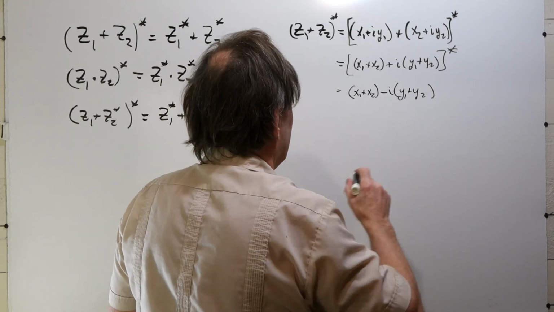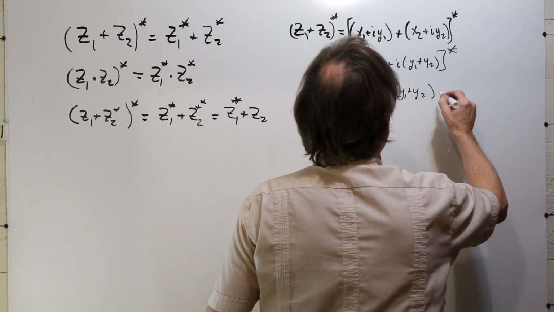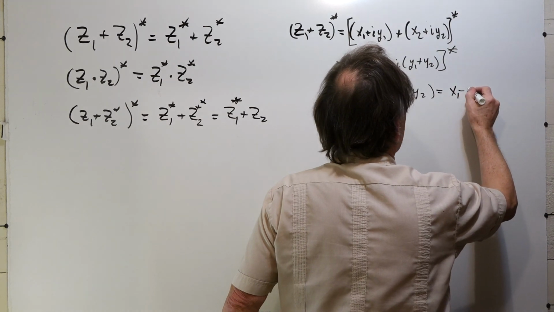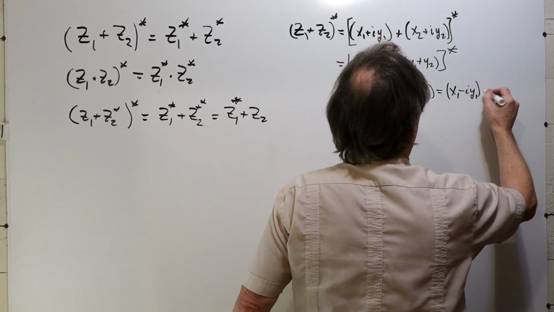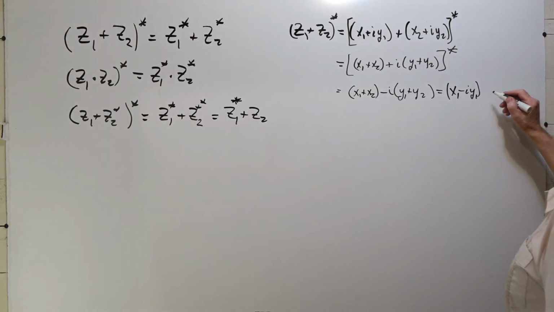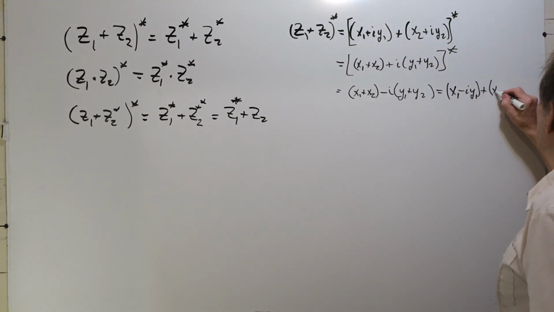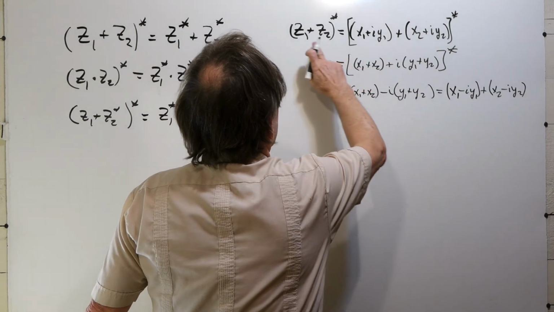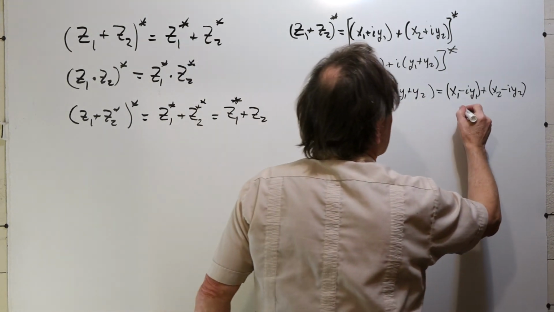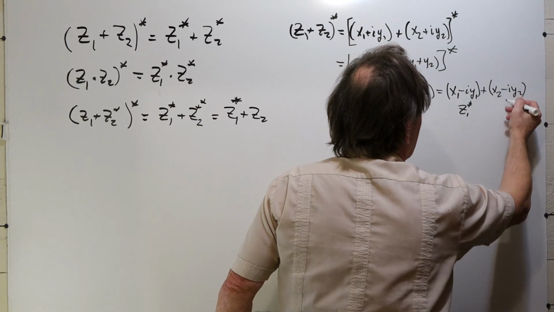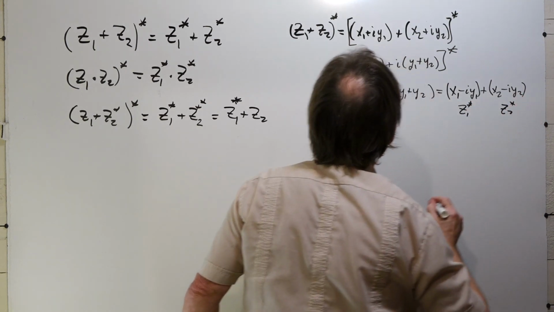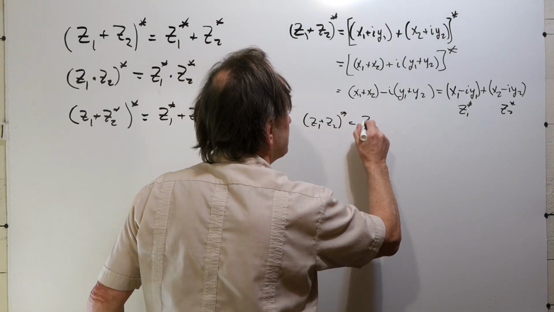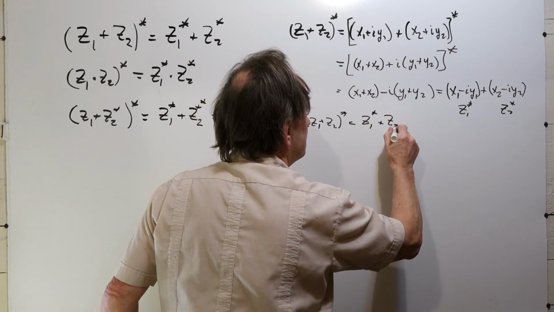Now, we can rearrange this as we regroup. We'll put the x1 and the y1 together. So this is x1 minus j y1 plus x2 minus j y2. Well, since z1 is x1 plus j y1, this is z1 conjugate, and this is z2 conjugate. So we have our proof here. z1 plus z2 conjugate is equal to z1 conjugate plus z2 conjugate.